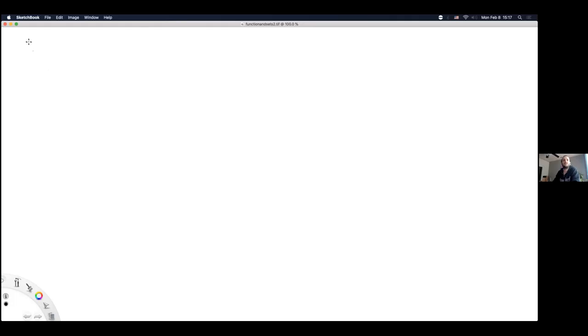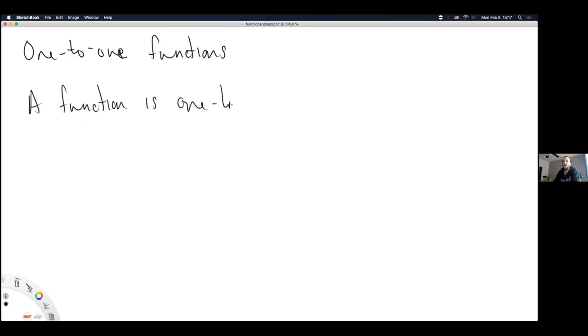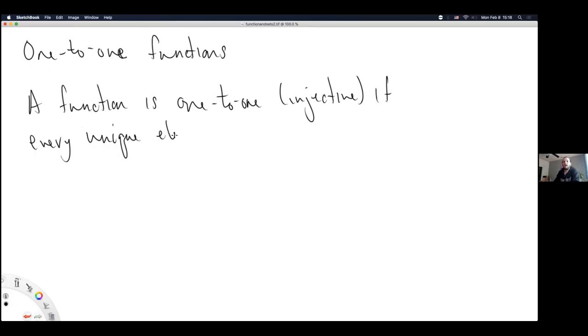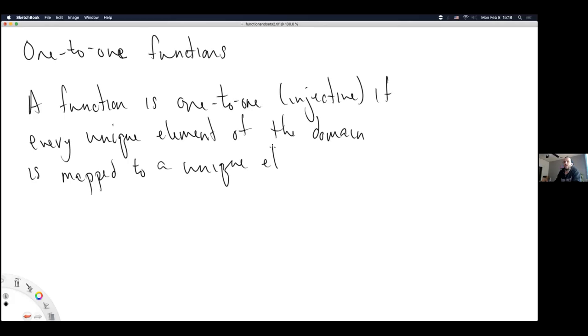So let's give it a go. We are going to define the size of sets relative to this definition of functions, one-to-one functions. One-to-one functions. A function is one-to-one, or sometimes people use the word injective, if every unique element of the domain is mapped to a unique element of the codomain.